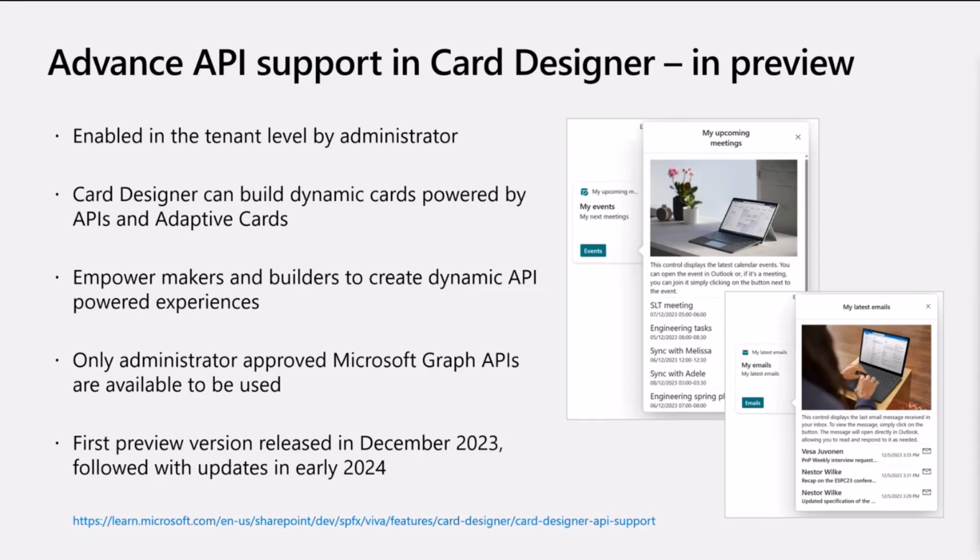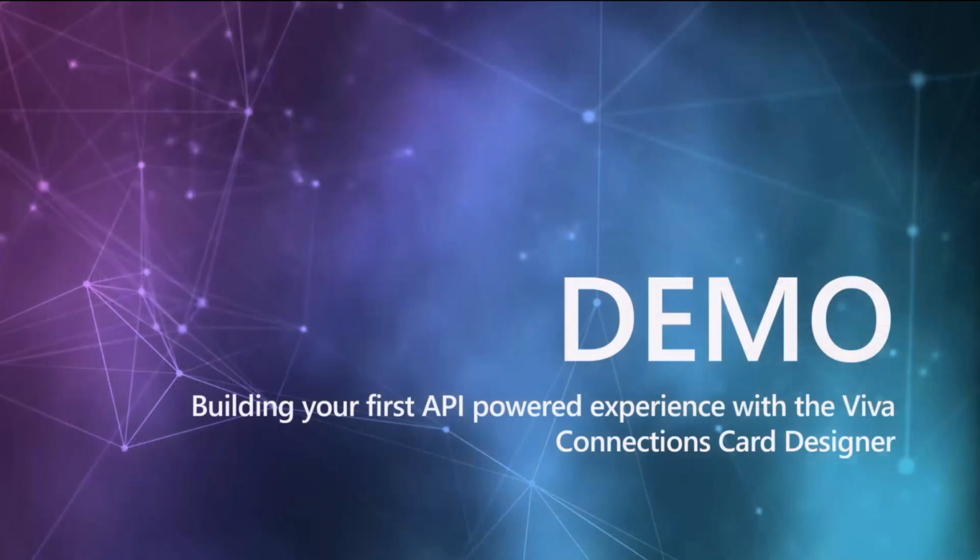Only administrator approved Microsoft Graph APIs are available to be used, and the first preview version was released in December 2023, so this is already available. There's a documentation link below, and this will evolve further within 2024. We're already working on updated versions to make it even easier. For example, there are discussions on maybe the card designer talking with Microsoft Power Platform connectors to get those API connections in place. So there are potential directions where we might be going with this one based on the feedback we're getting from the companies.